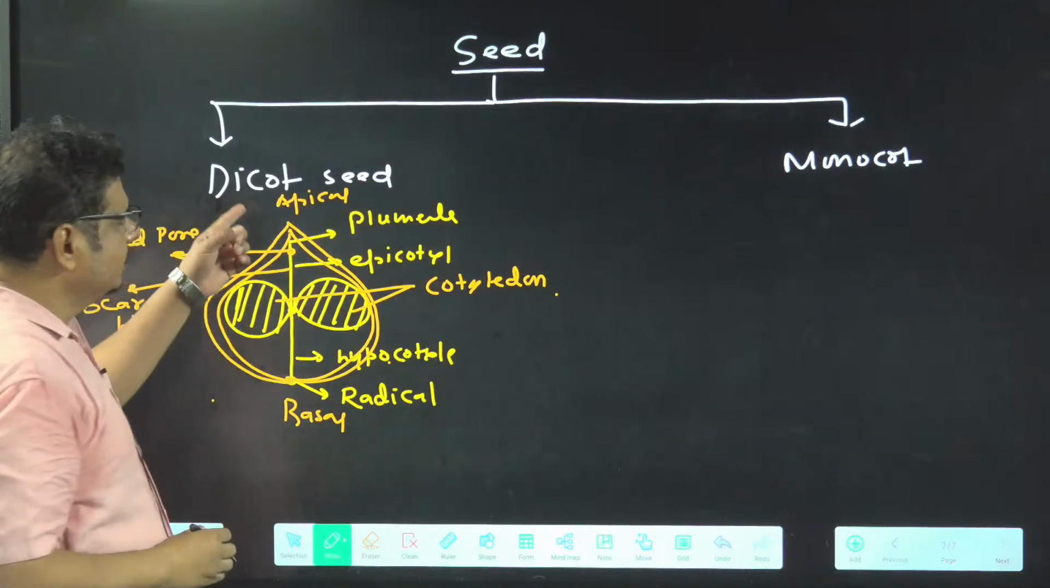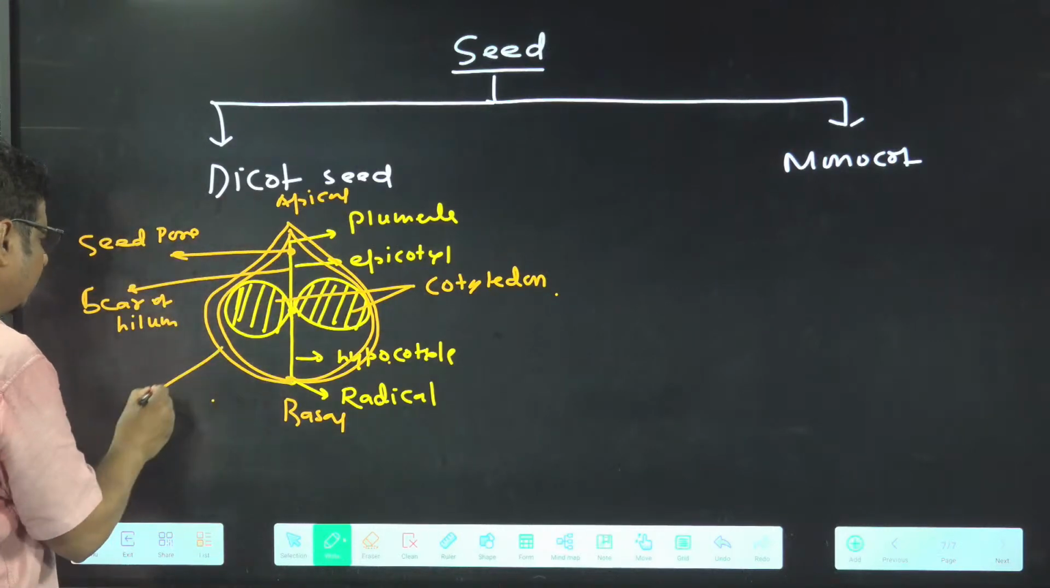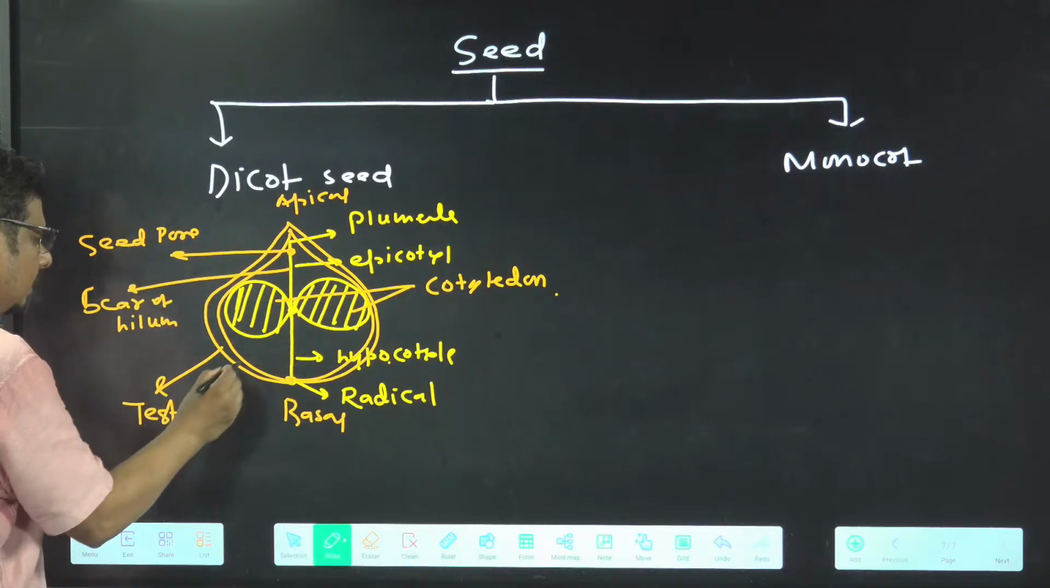Is it? So it is the structure of which one? Dicot seed. It is what? Testa. It is what? Tegmen.